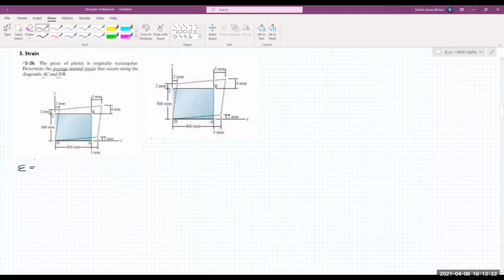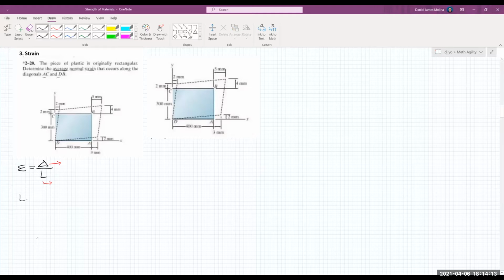The formula for strain is actually its deformation divided by its original length. So this will be our governing equation here. But for us to solve for the normal strains, we must first solve for the deformation of each diagonal and, of course, their original lengths. So it will be easier for us to solve first for their original length since, noticing from the figure, we have a rectangle. So since we have a rectangle, their diagonals must be of equal lengths.